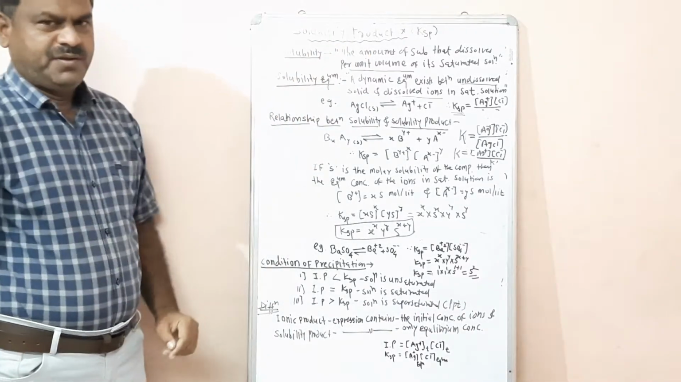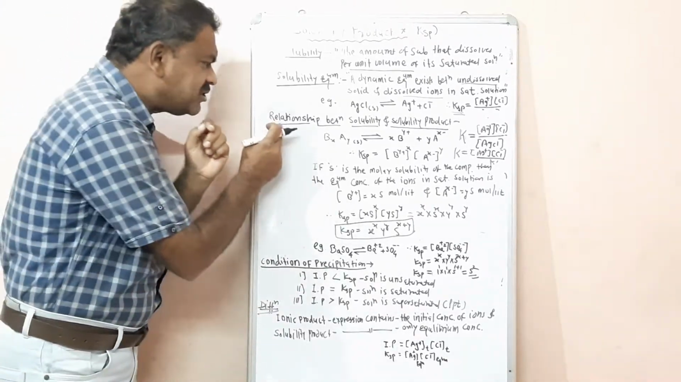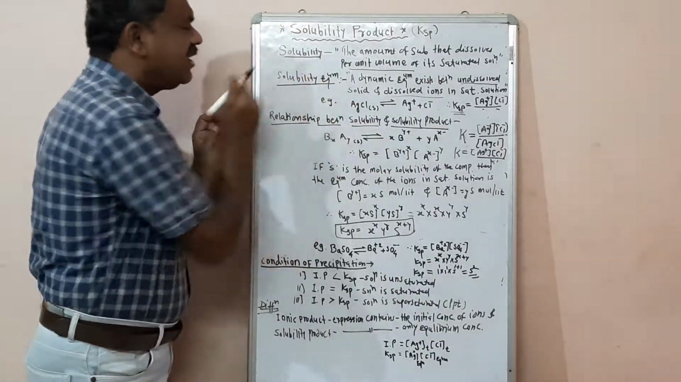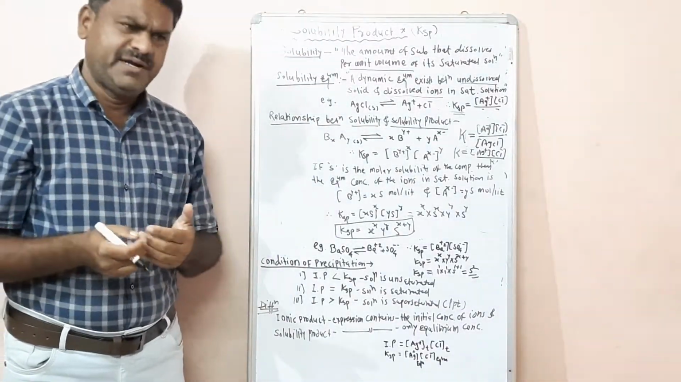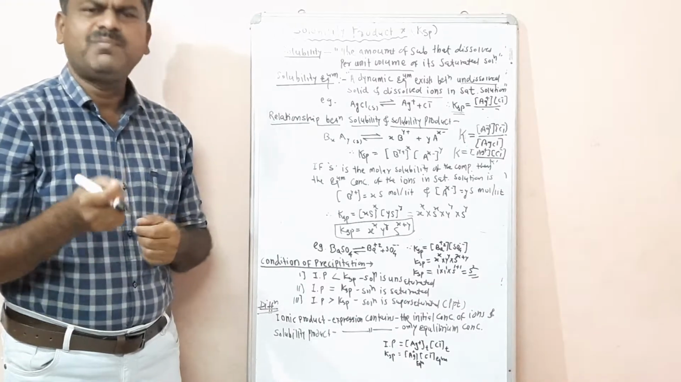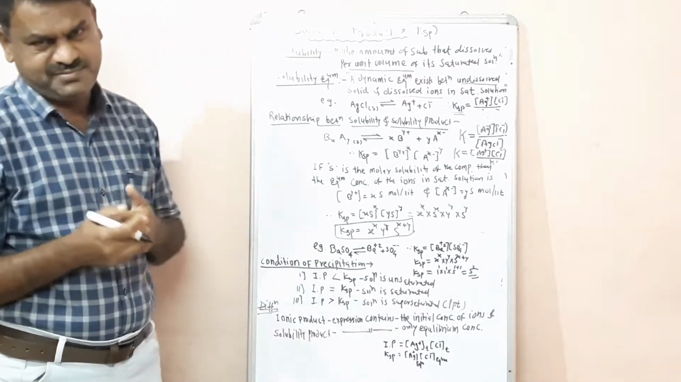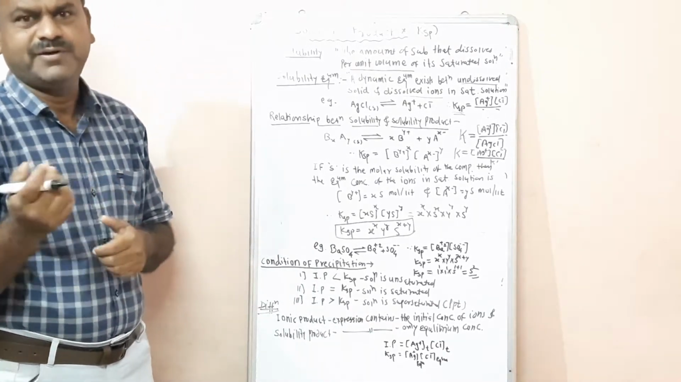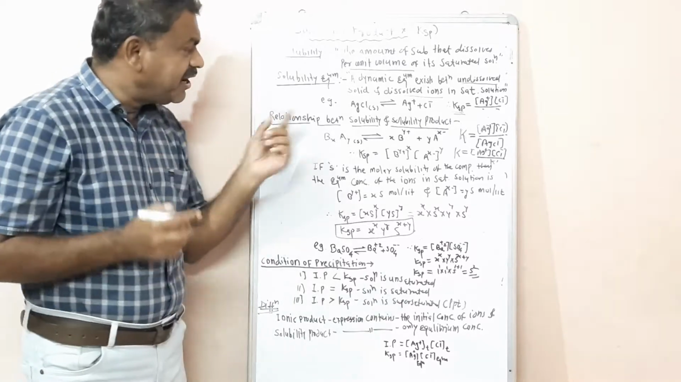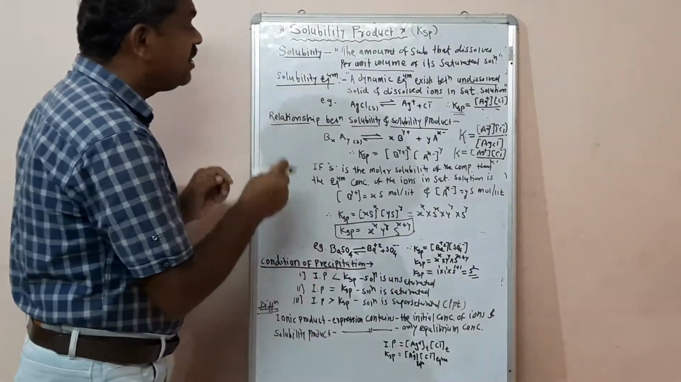Now, the next point: what is the relationship between the solubility and the solubility product? You know that solubility is denoted by S. S stands for solubility, expressed in moles per liter, or moles per dm3. That is the unit for solubility. Now, what is the relationship between the solubility and the solubility product?